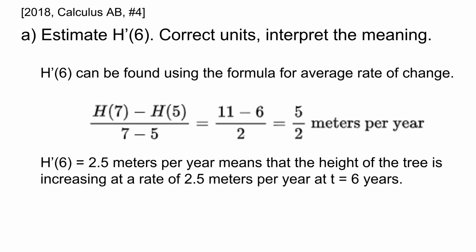So h prime of 6 equals 2.5 meters per year, means that the height of the tree is increasing at a rate of 2.5 meters per year when t equals 6 years.